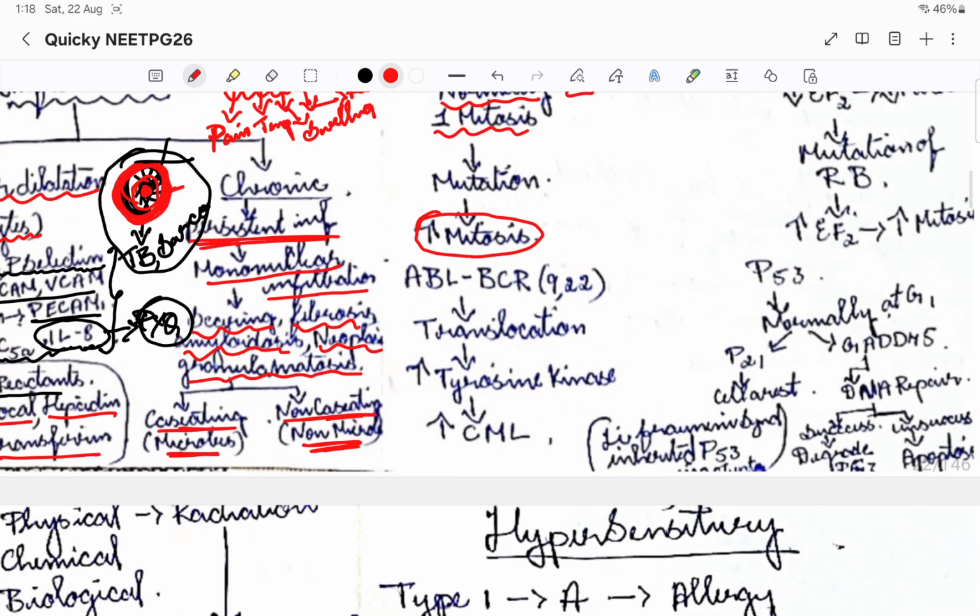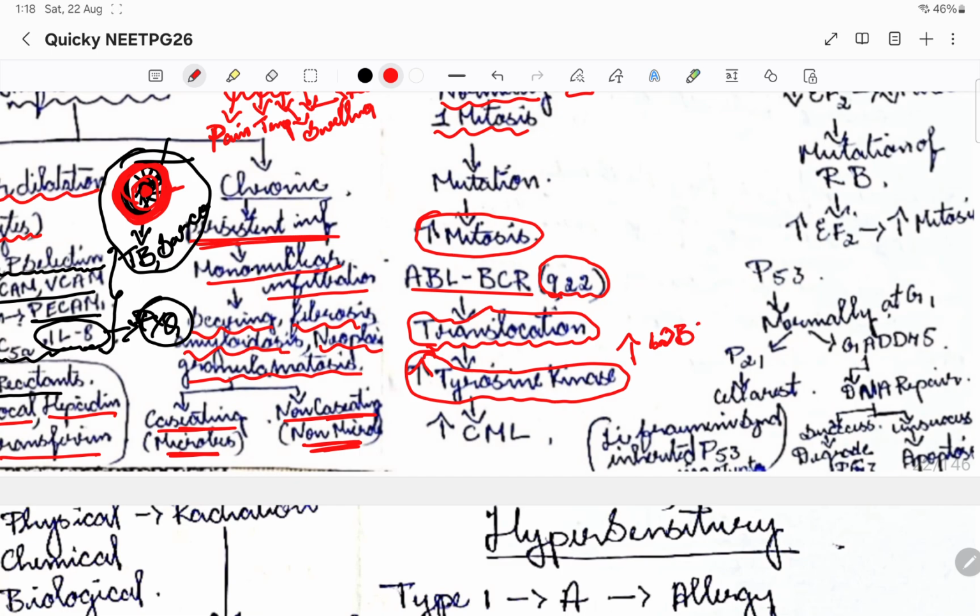One more example is the ABL-BCR gene, which is in the 9 and 22 chromosomes. If there is a translocation, which is nothing but a type of mutation, it will increase the tyrosine kinase. This tyrosine kinase is what is required for division. So when tyrosine kinase starts increasing, that is when increased WBCs, all the basophils, all the types of cells will increase. Tyrosine kinase is required for division of WBCs.